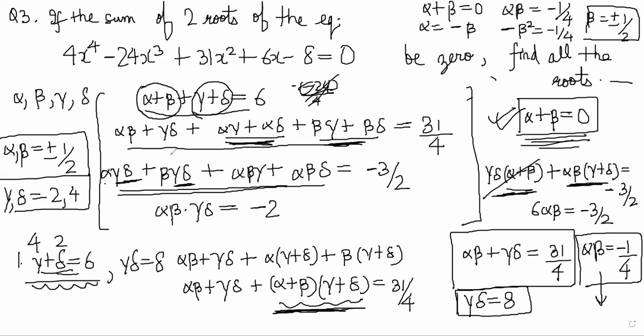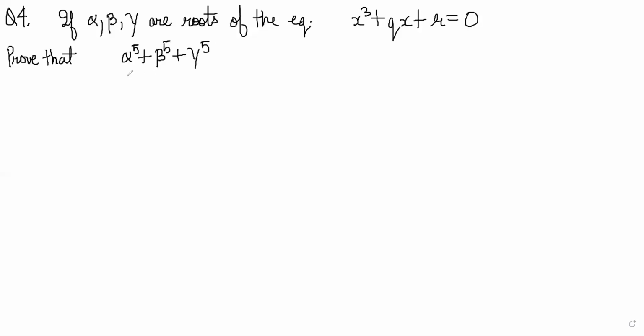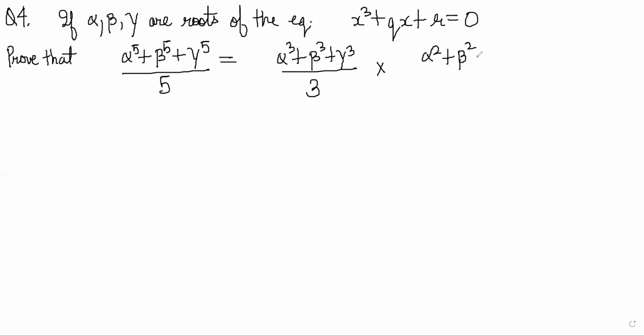The next one that we look at is this. Question number 4 for us is basically: if alpha, beta, gamma are roots of the equation x cube plus qx plus r is equal to 0, we have to prove that (alpha power 5 plus beta power 5 plus gamma power 5) by 5 is equal to (alpha cube plus beta cube plus gamma cube) by 3 multiplied by (alpha square plus beta square plus gamma square) by 2.